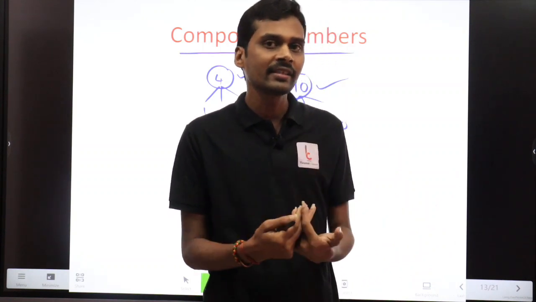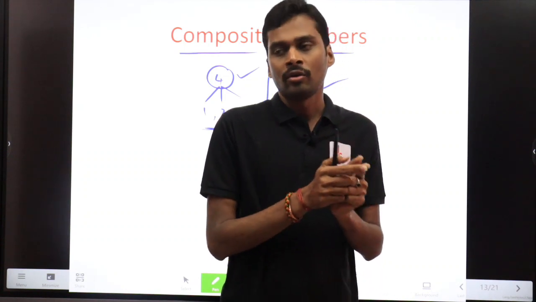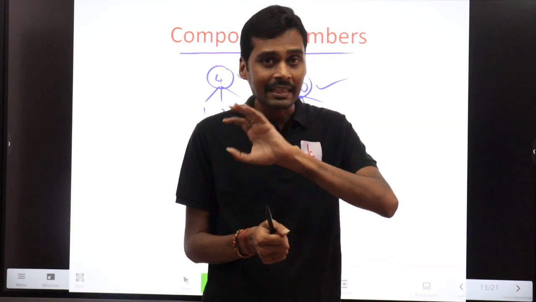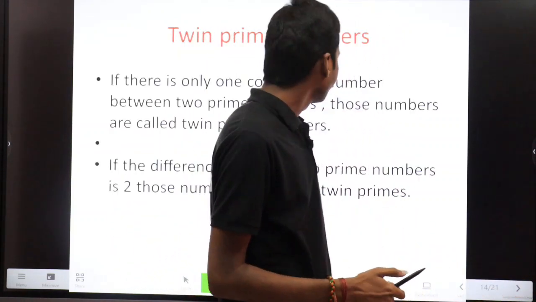And we have already discussed that 1 is neither prime nor composite, because 1 does not have 2 factors or more than 2 factors. 1 has only 1 factor. That's why 1 is neither prime nor composite. Clear? Okay, let's see another one.